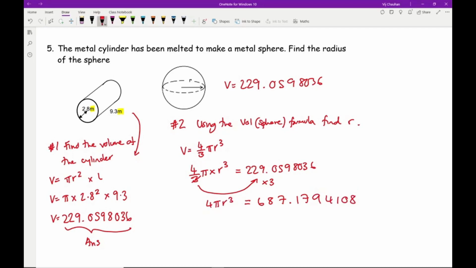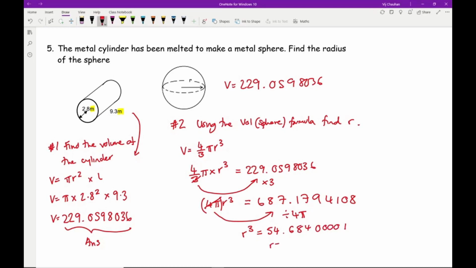The next thing I want to do, now you could divide by 4 and then divide by pi, or what you could do is be a bit smart and take this all over to the other side. So what's the opposite of multiplying by 4 pi? Dividing by 4 pi. And so what I'm left with is r cubed equals, and then I do the 687 answer, which should still be on my calculator, divided by 4 pi, which gives me an answer of 54.68400001.